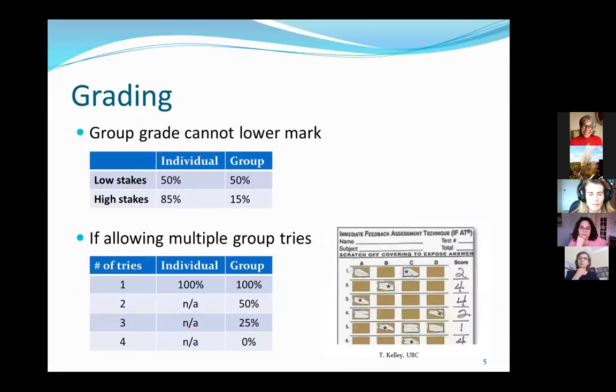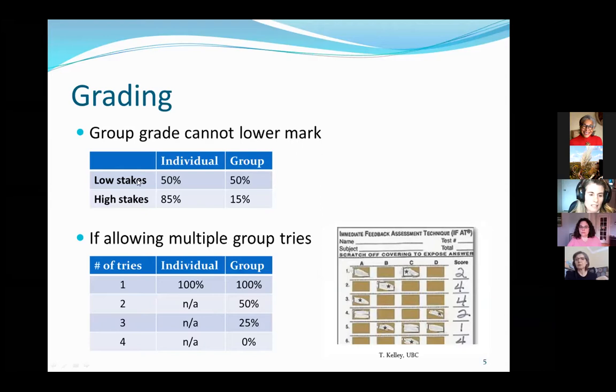I'm going to give you just a very brief intro to the logistics of how this works. So with grading, there are two components. One thing that most people do is they don't let the group grade be lower than the individual grade. So if the individual student actually performs better individually than the group does, most teachers will give them only their individual grade and not count the group grade. So they're never brought down by their group grade. I personally find this doesn't happen often, but it does happen. So it's important to have that built into your grading scheme.